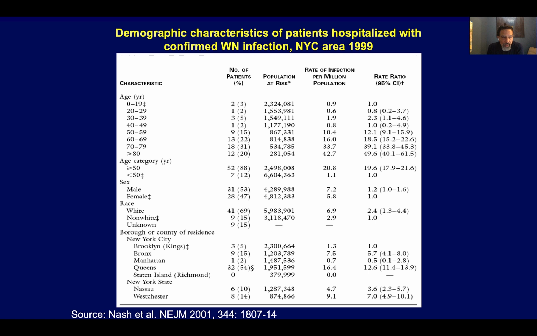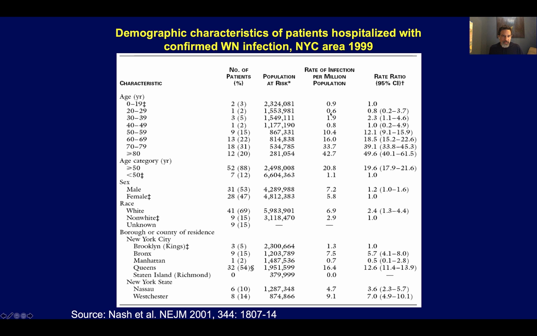In our manuscript, in our outbreak paper in the New England Journal, we described the characteristics of the patients by age, by sex and race and ethnicity, and by geography. Here you can see the number of patients, but we also brought in information on the denominators so that we could calculate rates of infection, which are shown here.